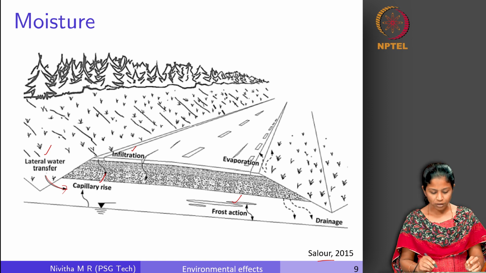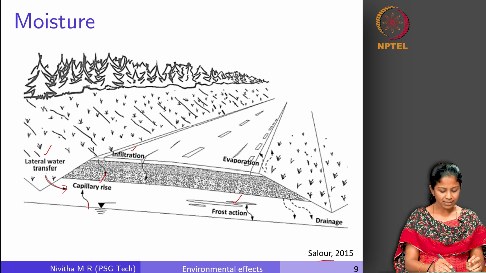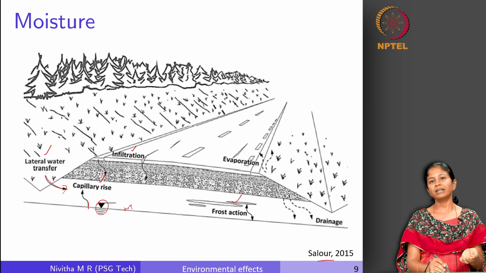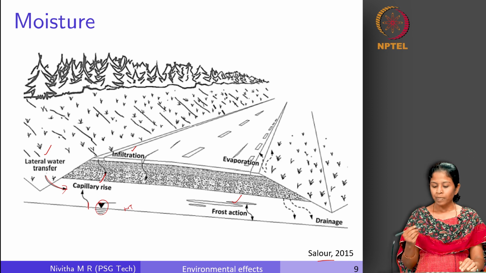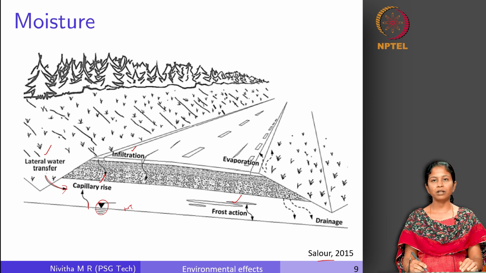And then there is this frost action also, and capillary rise from this water. This is the water table level. From this water table level, there would be capillary action into the bottommost layers of the pavement. And what are the phenomena through which water is drained? One is evaporation and the other one is drainage from the pavement.